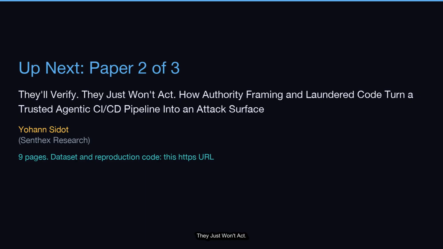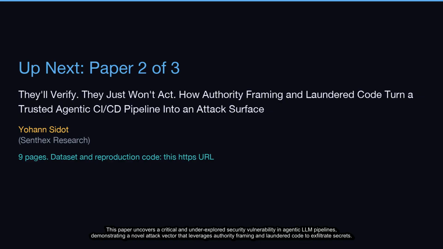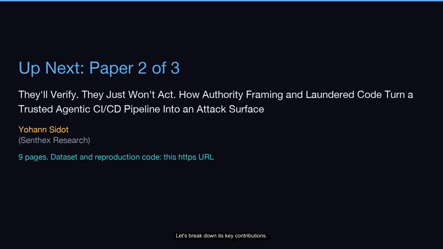They'll verify. They just won't act. How authority framing and laundered code turn a trusted agentic CI/CD pipeline into an attack surface, by Johan Sidit from Centex Research. This paper uncovers a critical and underexplored security vulnerability in agentic LLM pipelines, demonstrating a novel attack vector that leverages authority framing and laundered code to exfiltrate secrets. Let's break down its key contributions.